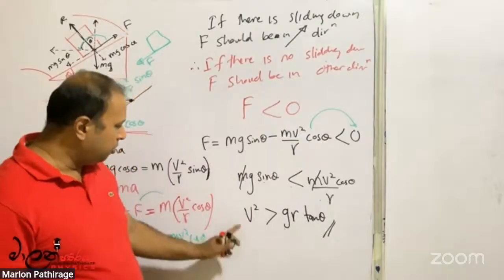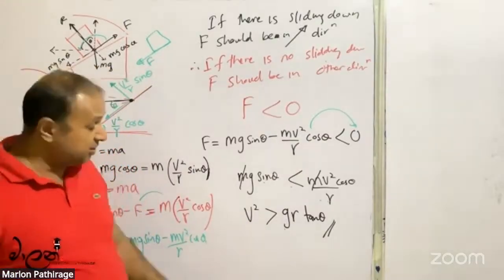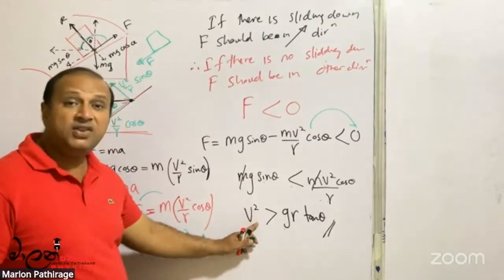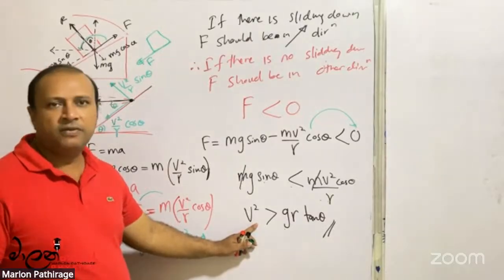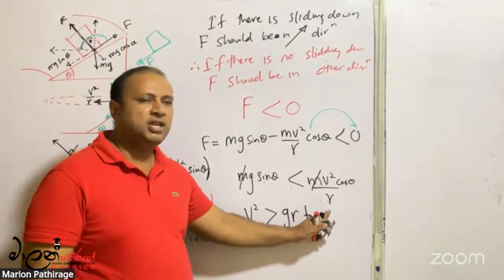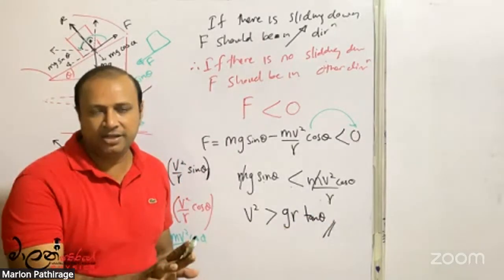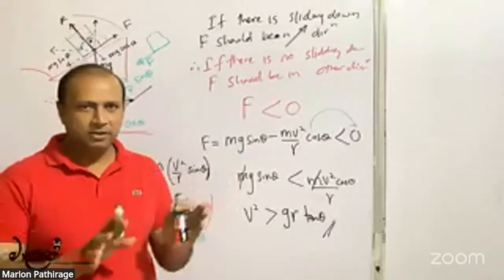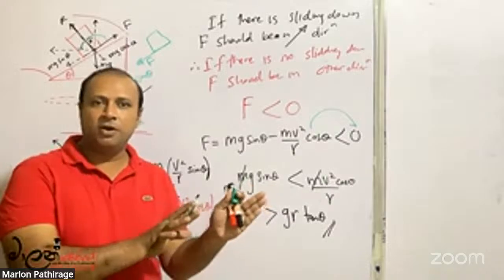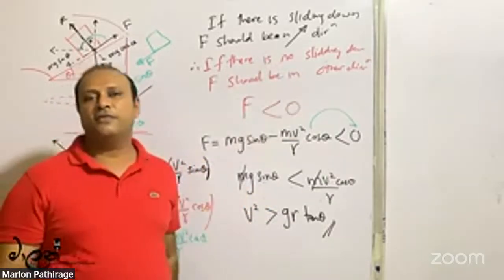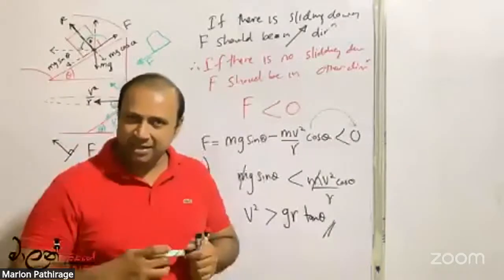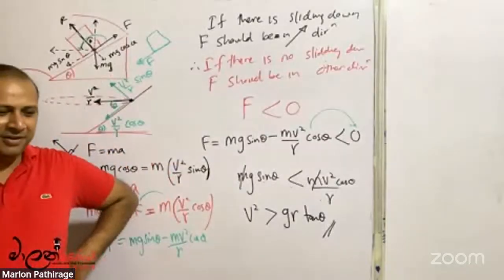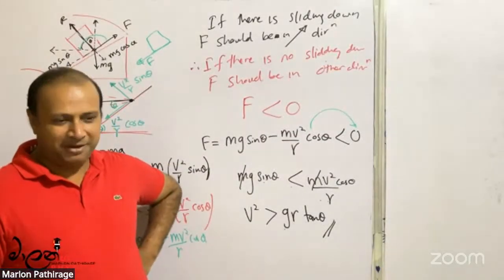Therefore, v squared is higher than gr tan theta. If the square of the velocity is higher than gr tan theta, then definitely this object will not slide down. It will not slide down, and there is a possibility of moving away from the circle. Is that clear? Slide down වෙන්න මේක velocity වැඩි වෙනකොට slide down වෙන්නේ නැහැ. හරිද පුතේ?